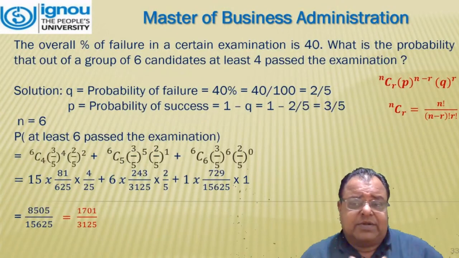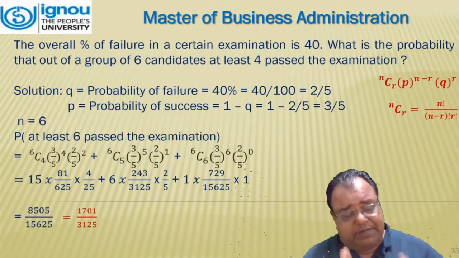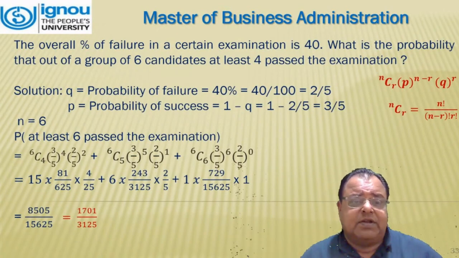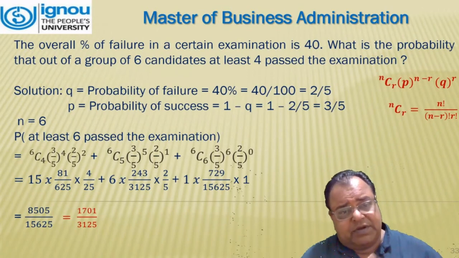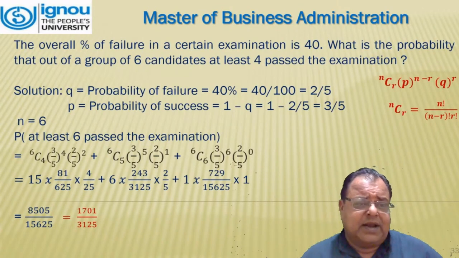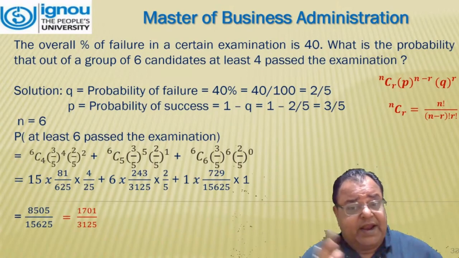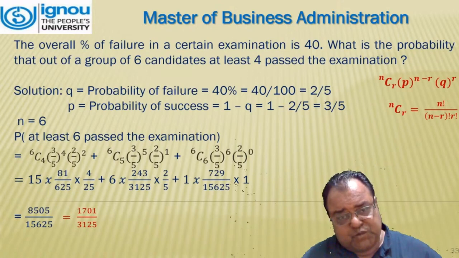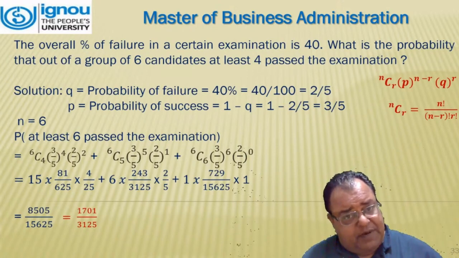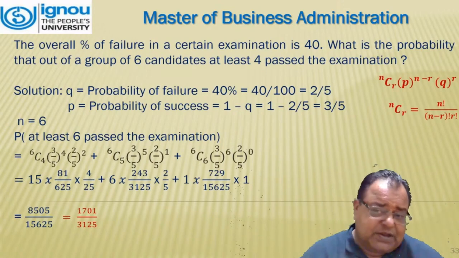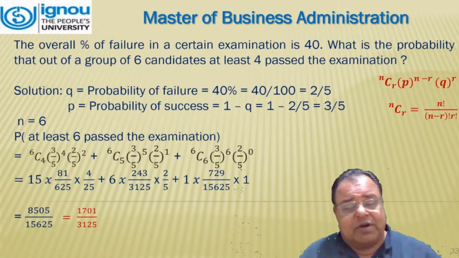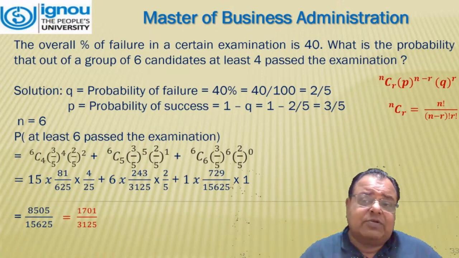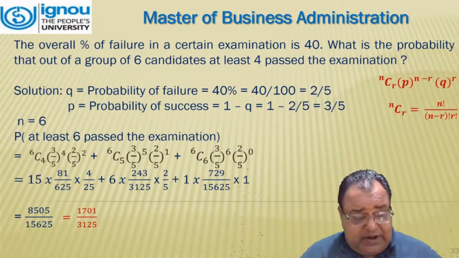Here, this problem is related to basic probability. The overall percentage of failure in a certain examination is 40%. What is the probability that out of a group of 6 candidates, at least 4 passed? Probability of failure is given to us. That is 4 by 10 or 2 by 5. That means probability of success will be 1 minus 2 by 5, which comes out to be 3 by 5. And here n is 6 because we are taking a group of 6 candidates.